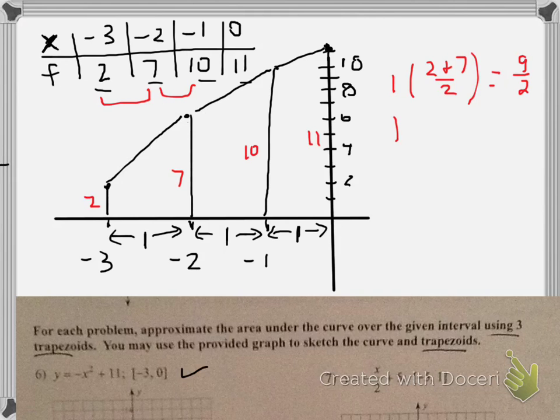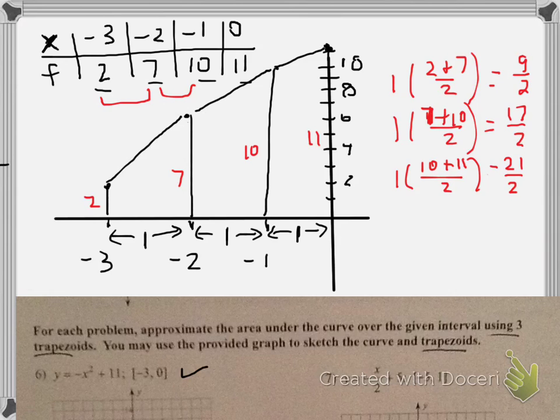Second trapezoid, average of the bases times the height. 7 plus 10 over 2. So 17/2. And then 10 plus 11 over 2, which is 21/2. So we have 47/2 would be the area using the trapezoid rule.